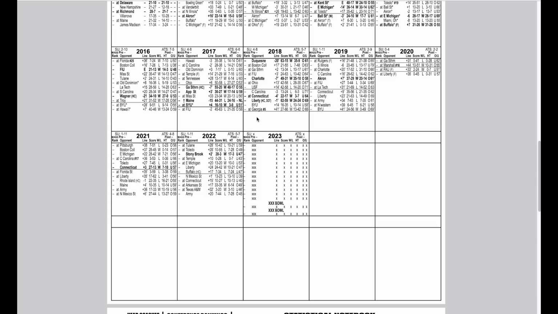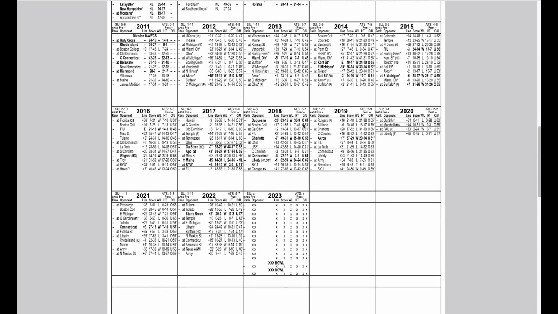And we are looking for SEC. Georgia, win. That's 2-0. Okay, and let's look here. Mississippi State, win. That's 3-0. Tennessee, win. That's 4-0. South Carolina, win. That's 5-0. Mississippi State, win. That's 6-0. Florida, win. That's 7-0. And Vanderbilt, win. That's 8-0.